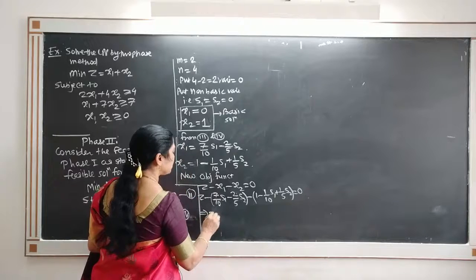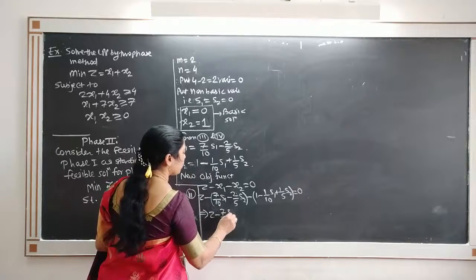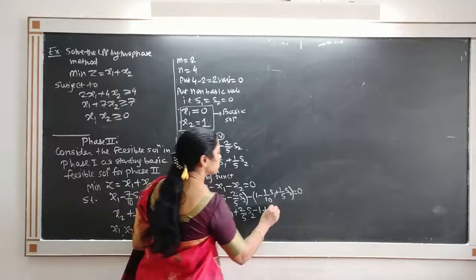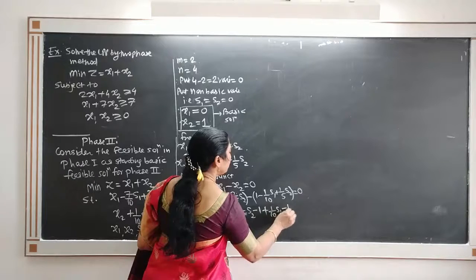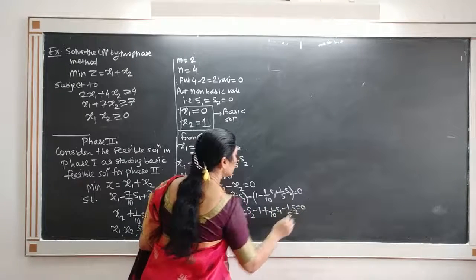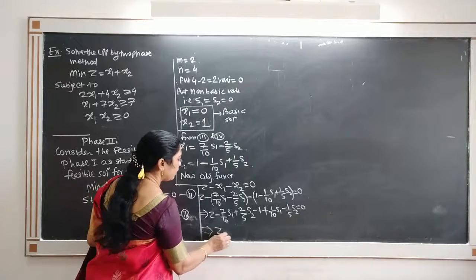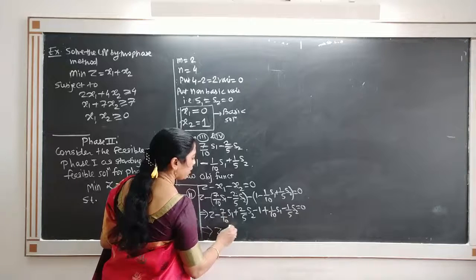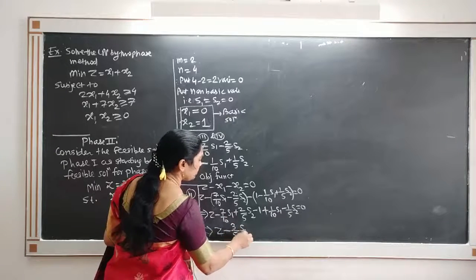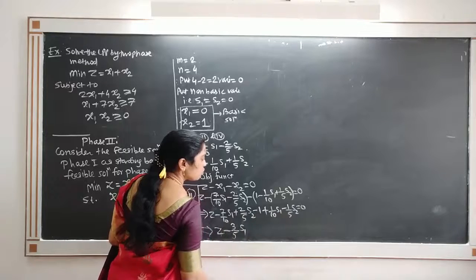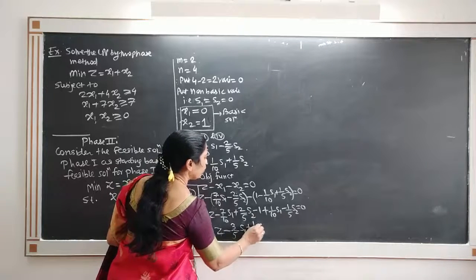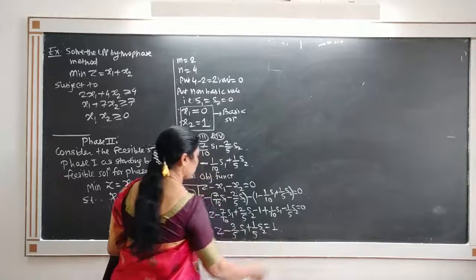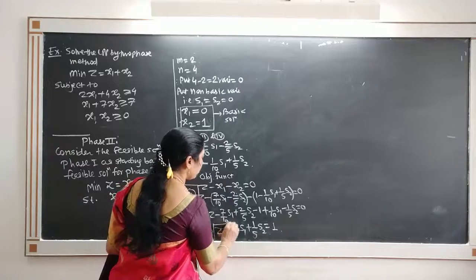So this implies z minus 7 by 10 s1 plus 2 by 5 s2 minus 1 plus 1 by 10 s1 minus 1 by 5 s2 equal to 0. Simplify this. So z minus 7 by 10 and 1 by 10 remains 6 by 10, that is 3 by 5 s1. 2 by 5 minus 1 by 5, that is 1 by 5 s2, and minus 1 on that side becomes plus 1. So this is our new objective function.